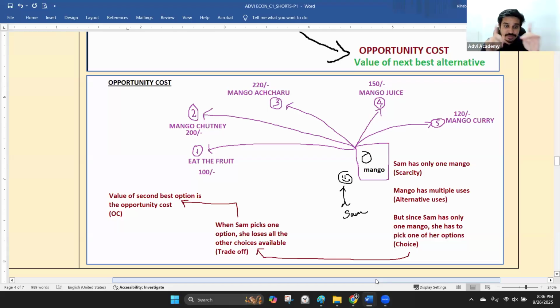So the moment she picks one of these, she loses all the other choices. That is the trade-off. And finally, whatever she chose. Now, here, for Sam, we have said eating the fruit is the first choice. Mango chutney is the second choice here. So then the value of the second choice, which is the mango chutney, that's $200. That basically is the opportunity cost.